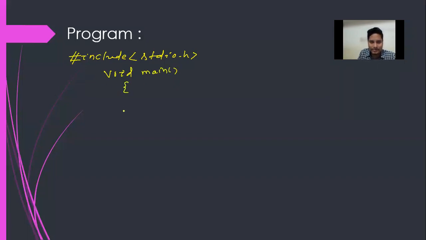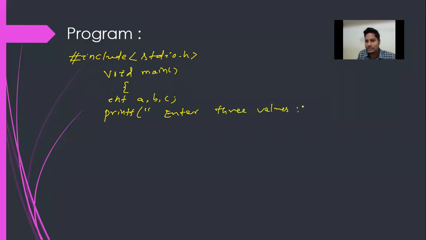opening curly bracket, int a, b, c, semicolon. Three variables are declared. In the printf statement, I am writing "Enter three values:", double quotation and bracket and semicolon. scanf, within double quotation, %d %d %d, double quotation end, comma, &a, comma, &b, comma, &c, bracket and semicolon.